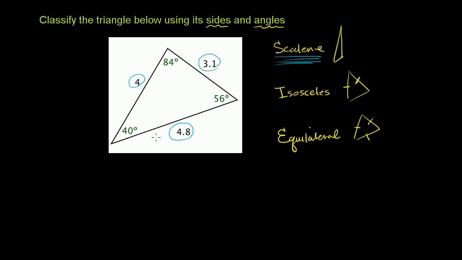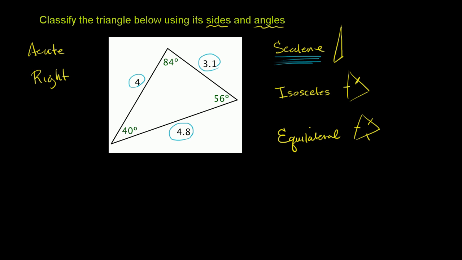Now when it comes to angles, we care about how wide open the angles open up. So there's a couple of scenarios. If all of the angles are less than 90 degrees, we call it an acute triangle. An acute triangle. If one of the angles is 90 degrees, we call it a right triangle.